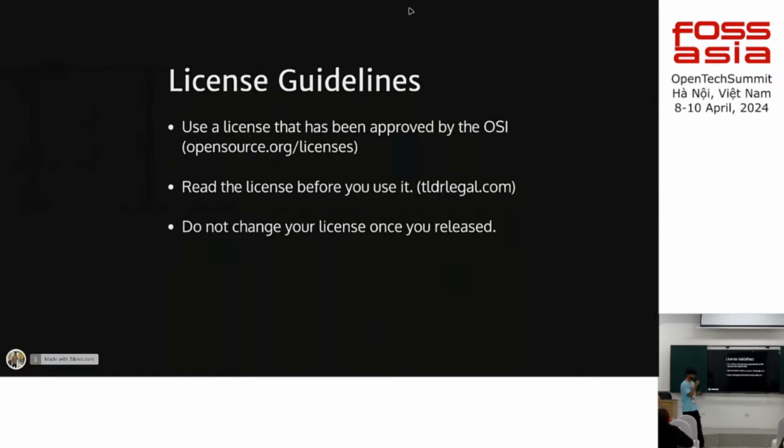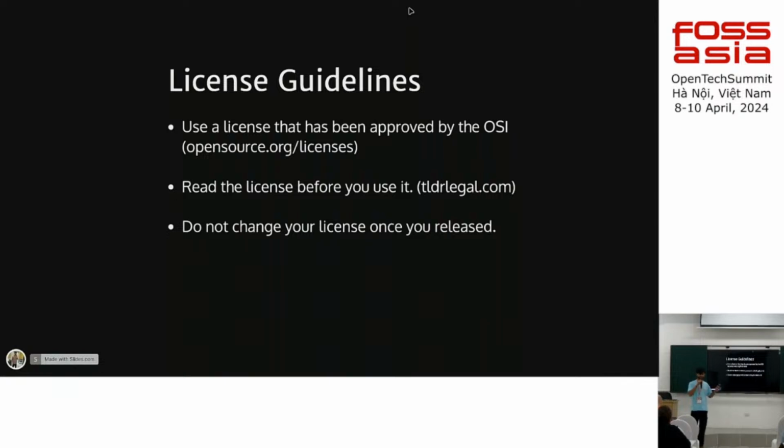Now, finally, I can't choose a license for your project, but I can definitely tell you the guidelines that you can follow to select the right license for your open source project. First and foremost, use a license approved by the OSI, the Open Source Initiative. Second, read the license before you use it.